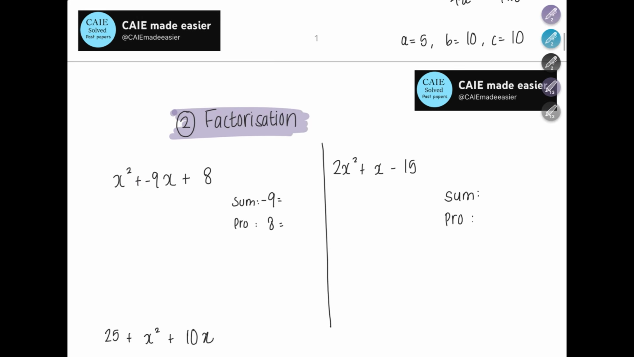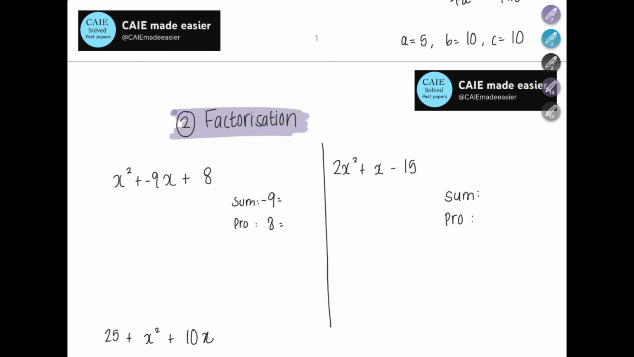Now we have something called factorization. We have this equation, x squared minus 9x plus 8. We have to factorize it. So always the number before x, which is b here, becomes the sum, the number for which we have to find the sum. The last number without any variable becomes the product. Now you are supposed to identify two numbers. When we multiply them, you get 8. When you add them, you get 9.